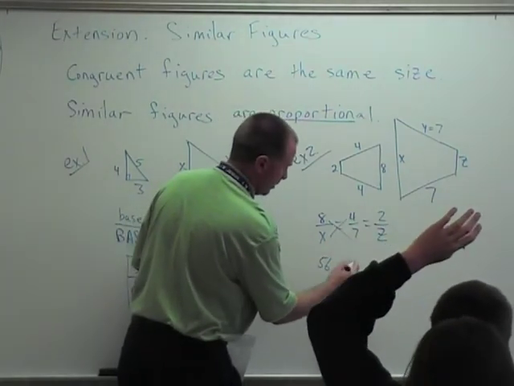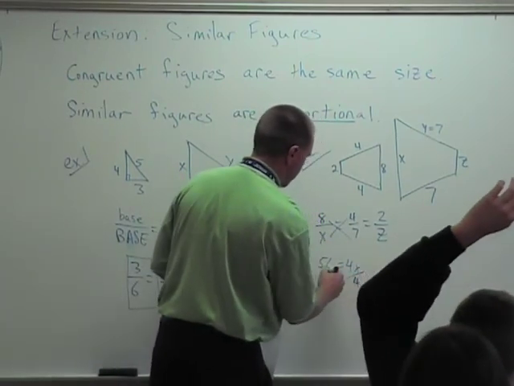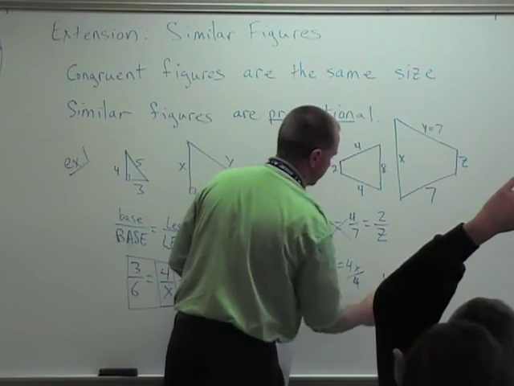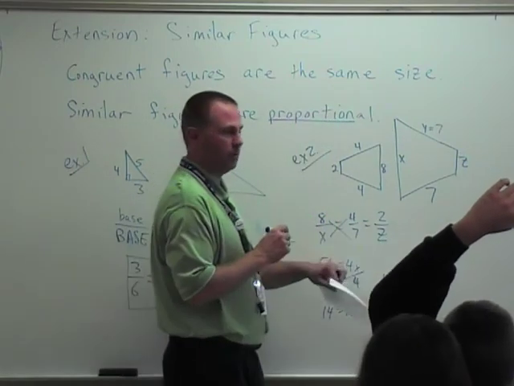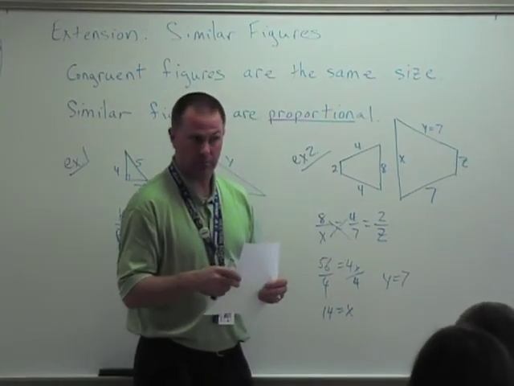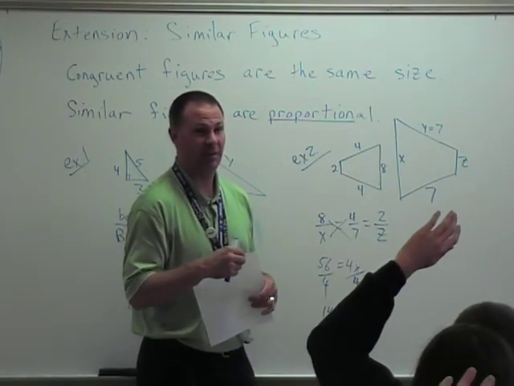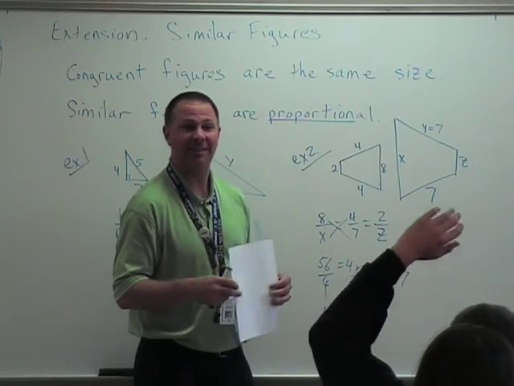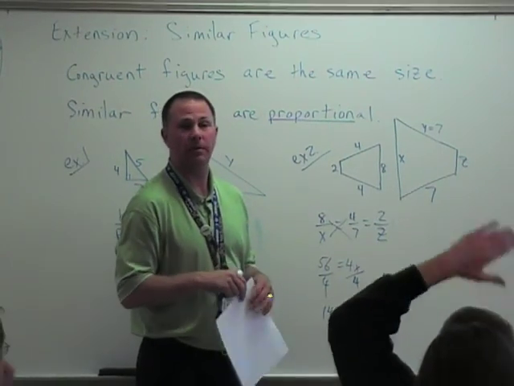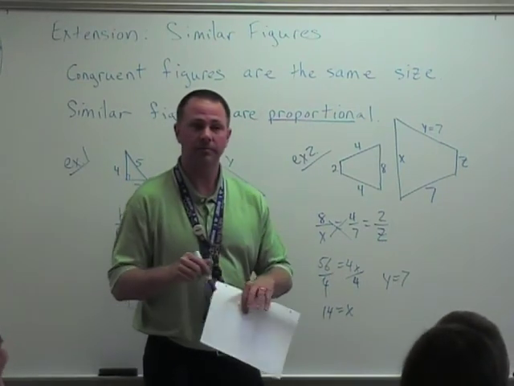So, what's x? 14. x is 14. We already have y. y has to be 7. And then you set up the other proportion. z equals 3.1? Who else has 3 1/2? Because you didn't use the calculator. I don't see any decimals up here. Who had 3 1/2? That's right. Okay. Any questions? That's it.